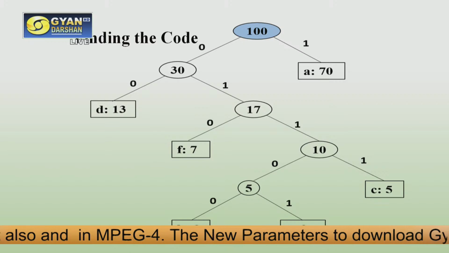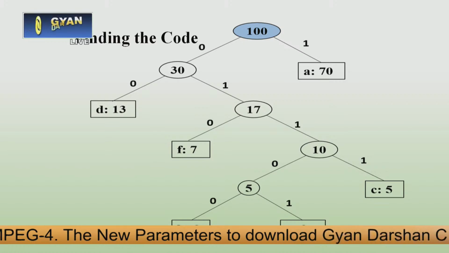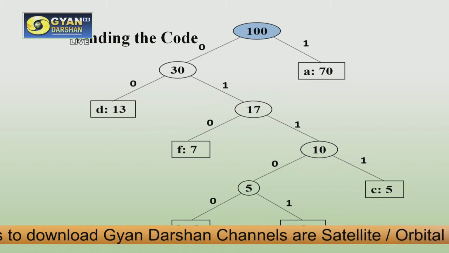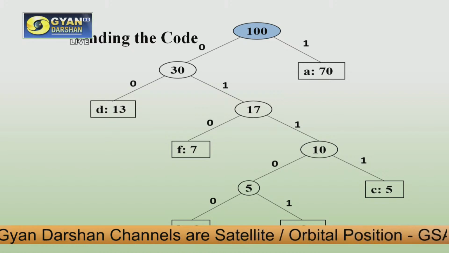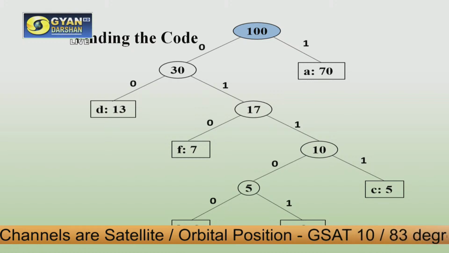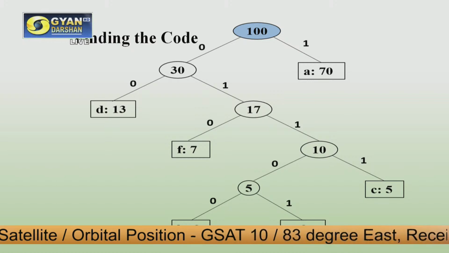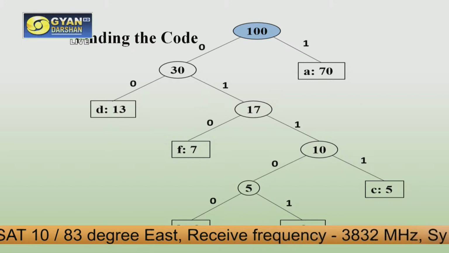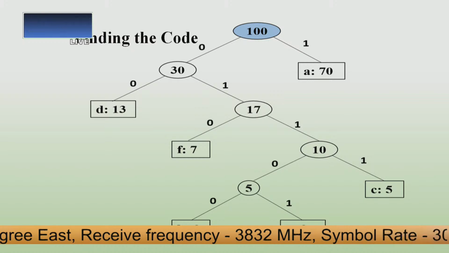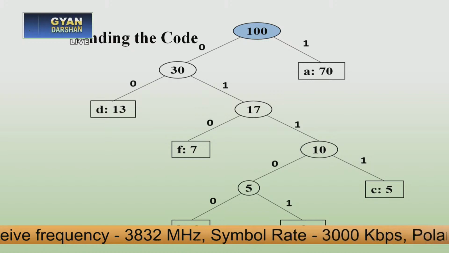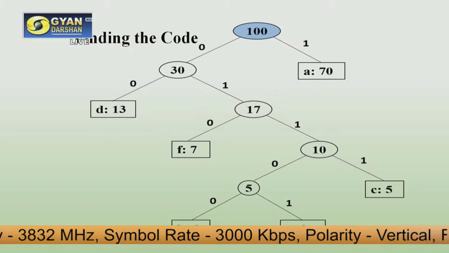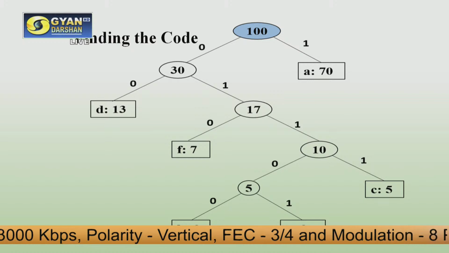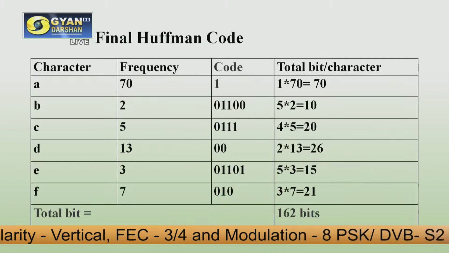Let's try to explain it once again with the help of the example of our tree. So finding the code, what was the first step? We are labeling. You can observe that towards the left of 100 we have put a label 0, and towards the right of it we have put a label 1, right? Towards the left of 30 we have put a label 0, towards the right of it a label 1. Towards the left of 17, once again 0, right of 17, 1, towards the left of 10, 0, right of 10, 1, and so is the case of 5. So in every case we have done it.